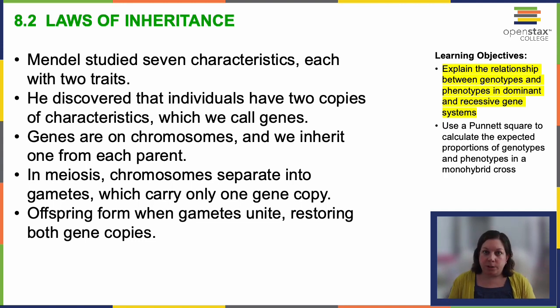Quick reminder, in case it's been a little bit since you watched the previous video: Mendel studied 7 characteristics in pea plants, and each of those characteristics expressed one of 2 traits. As a refresher: flower color, height, flower position, seed texture, seed color, things like that. He deduced from his results that each individual had 2 discrete copies of the characteristics that were passed individually to offspring.